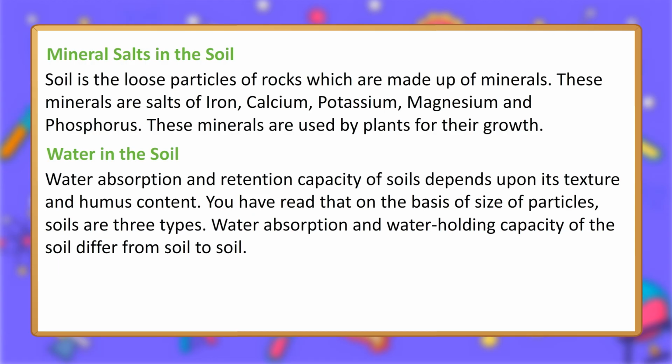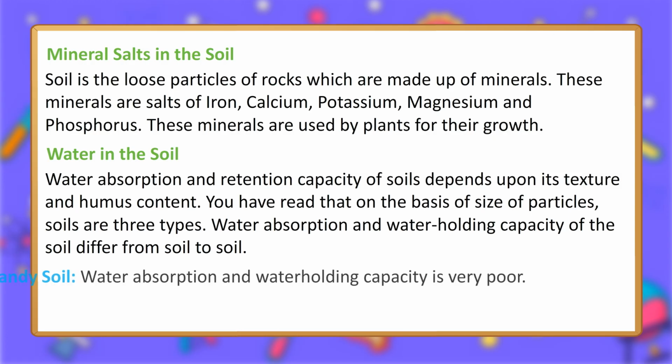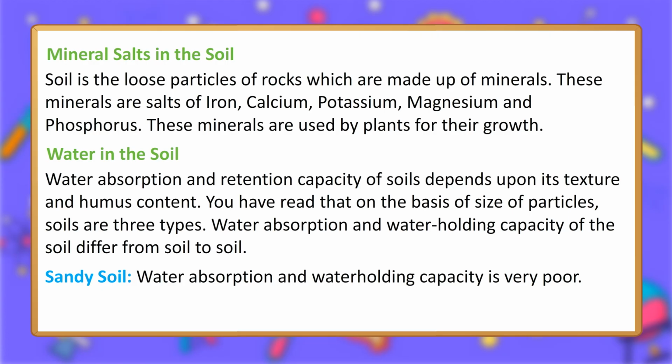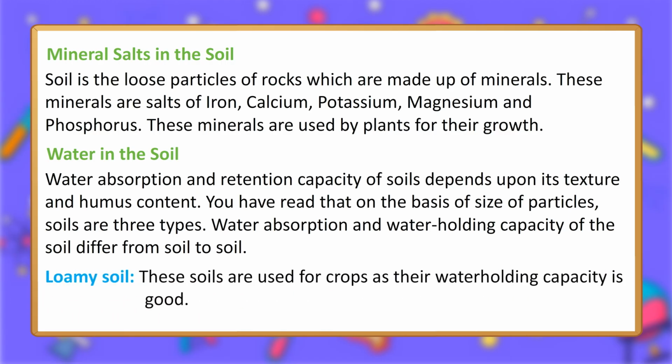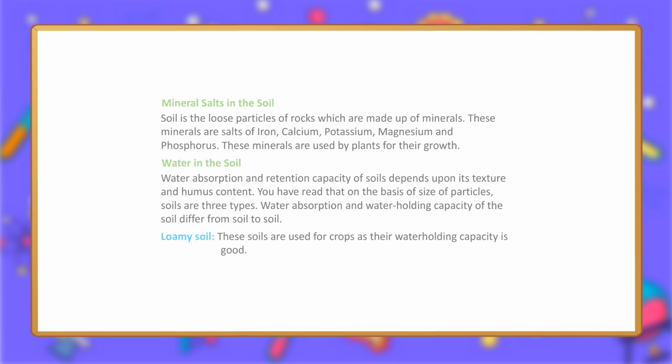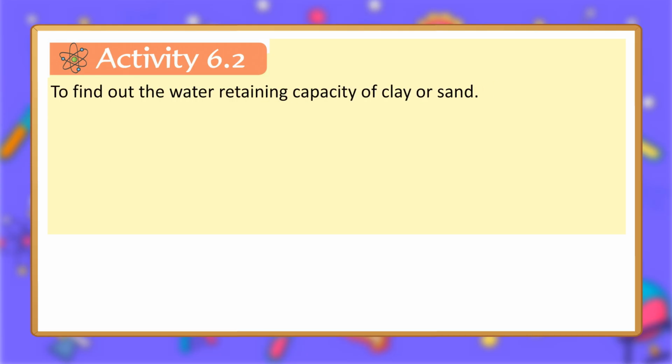You have read that on the basis of size of particles, soils are of three types. Water absorption and water holding capacity of the soil differ from soil to soil. Sandy soil: water absorption and water holding capacity is very poor. Clayey soil: this soil holds a lot of water. Loamy soil: these soils are used for crops as their water holding capacity is good. Activity 6.2. To find out the water retaining capacity of clay or sand.